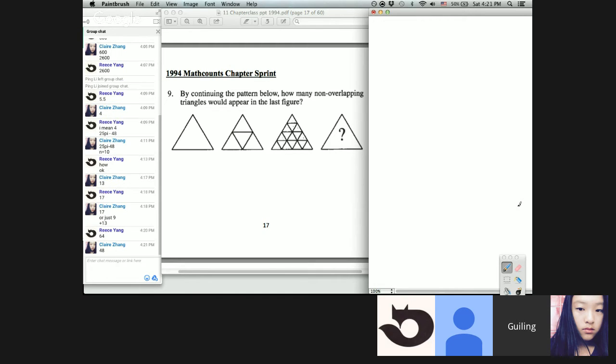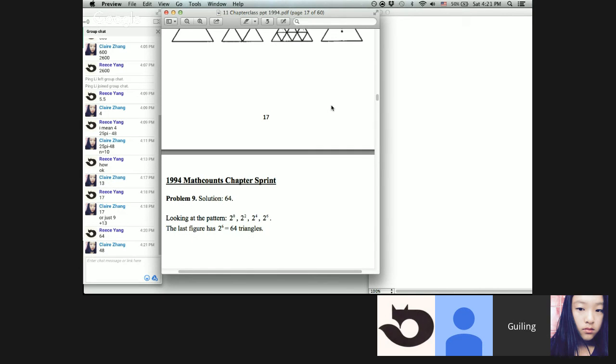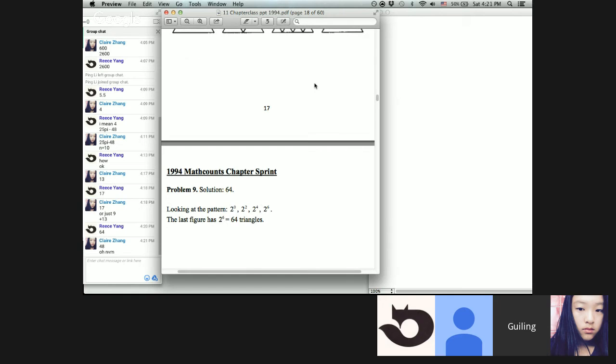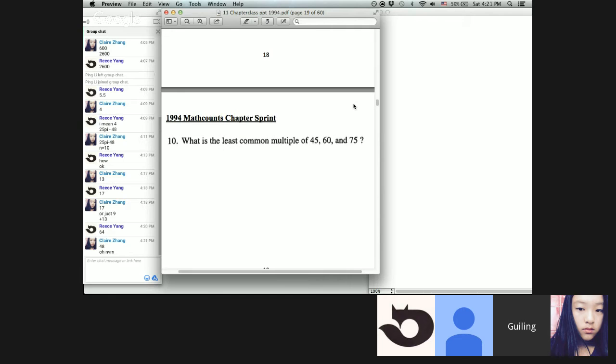Right, nice job. It's just 64. So they just multiply by 4 each time. If you check the pattern, it's just 2 to the 0, 2 to the 2, 2 to the 4, 2 to the 6. 64 triangles.